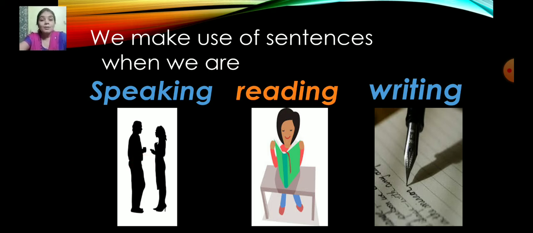So, what do we speak? We speak in sentences. Do we speak in alphabets? Do we speak in words? No. We put many words together and make a sentence and then speak. In the same way, while reading also, we read groups of words, sentences. When you read a sentence, you will understand very easily what it means. And when you are writing, you will understand what message you want to give. So it all comes in a sentence. This is where we make use of sentences.